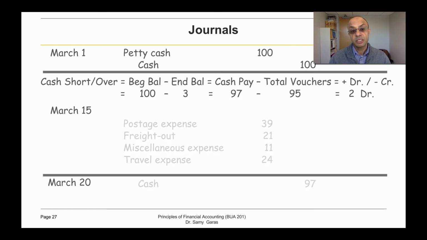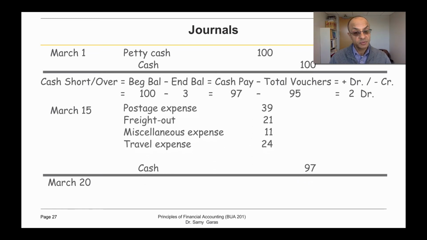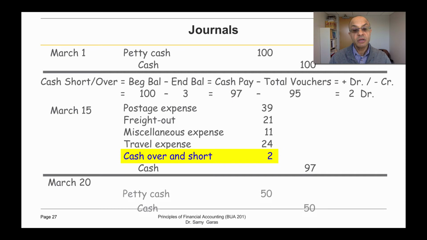How can we record it? We debit all the expenses and credit cash, and then the difference we put on the debit side. And when we create the replenishment or the increase in fund, we do another journal similar to the first one.